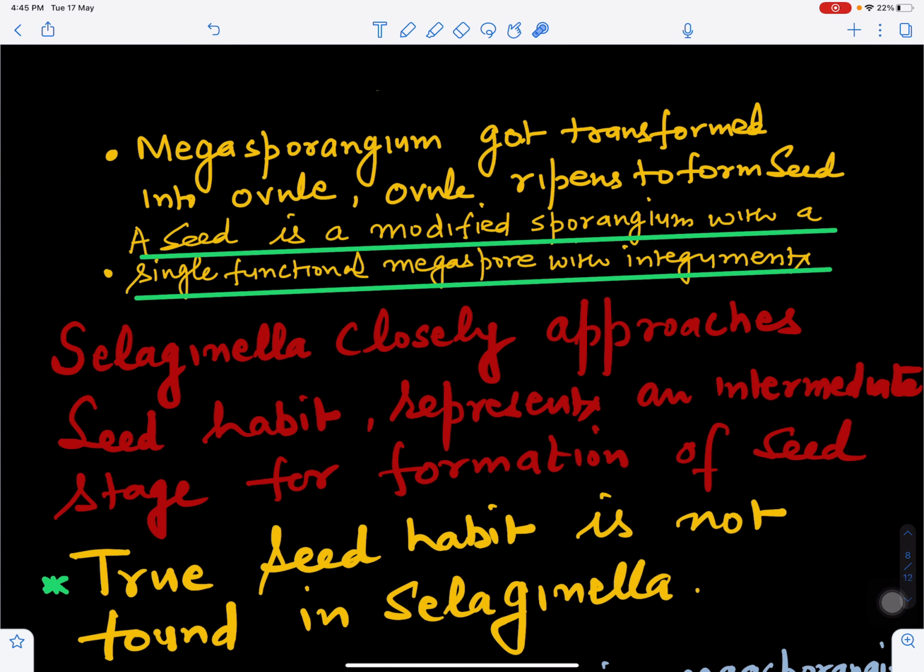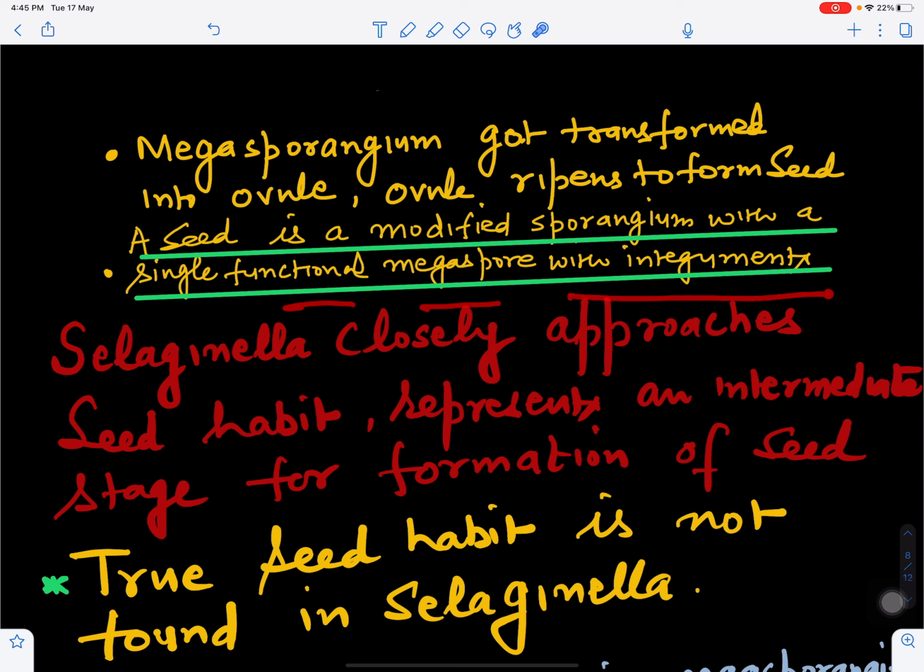अब जो मेगास्पोरेंजियम है, now this will get transformed into ovule. So ovule will ripen to form the seed. So this has led to the formation of the seed. In truth, Selaginella does not bear the seed, but this is one step toward the seed formation. So we can define a seed as a modified sporangium with a single functional megaspore with integument.